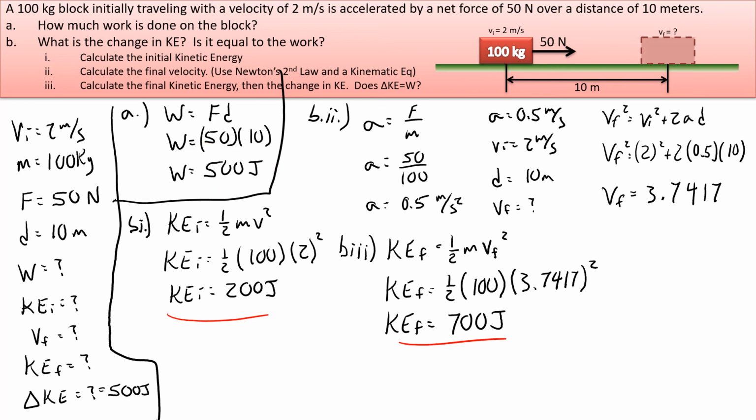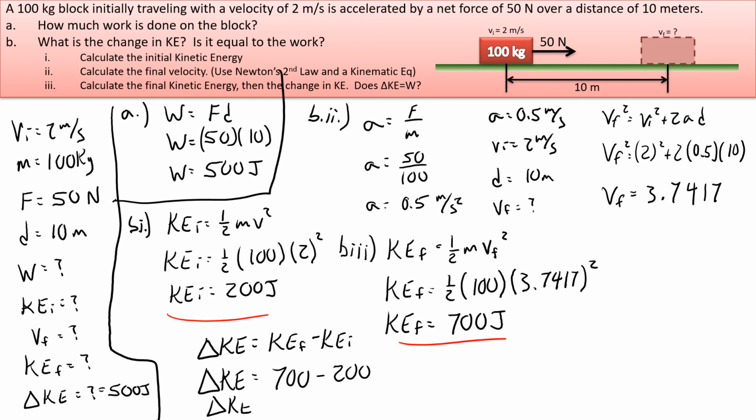Because what are we going to do? We're going to do the change in the kinetic energy is equal to always final minus initial when you're doing change. You can already see what it is. Delta KE is equal to 700 minus 200. Wow, look at that. The change in the kinetic energy is equal to 500 joules. Nice. So that's equal to the work.